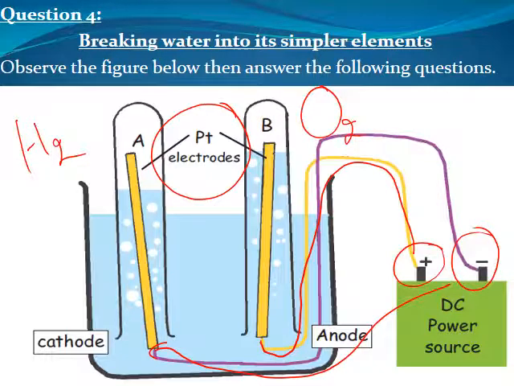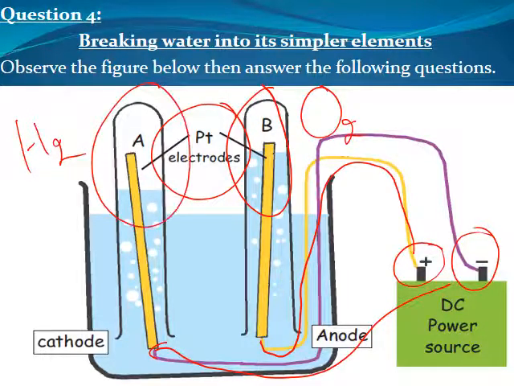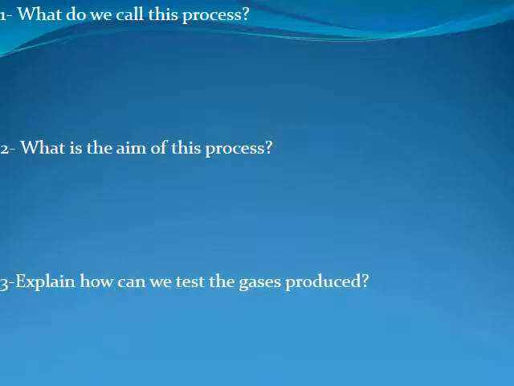Here, the volume of water in tube B at the anode is double that formed at the cathode. What do we call this process? It's called electrolysis of water. What is the aim of this process? Electrolysis splits water into simpler elements. These elements are called hydrogen and oxygen, since the formula of water is H2O.